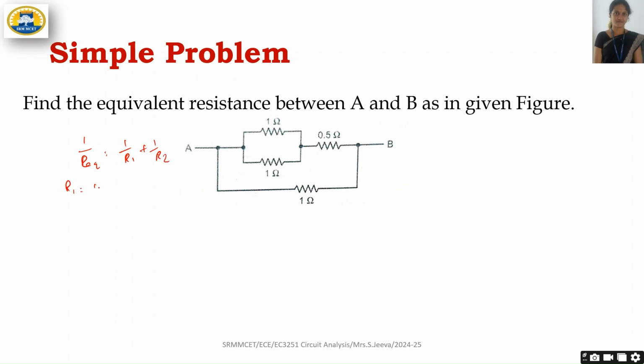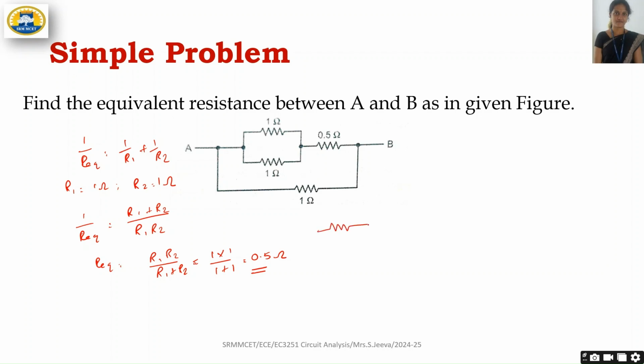Here R1 value is 1 ohm and R2 value is 1 ohm. So substitute in this 1 by R equivalent. First we have to take the LCM, so R1 R2 over R1 plus R2. So R equivalent is equal to R1 R2 divided by R1 plus R2. Substitute the R1 R2 values: 1 into 1 divided by 1 plus 1. So 0.5 ohm. Now this 0.5 ohm is connected in series with this 0.5 ohm.